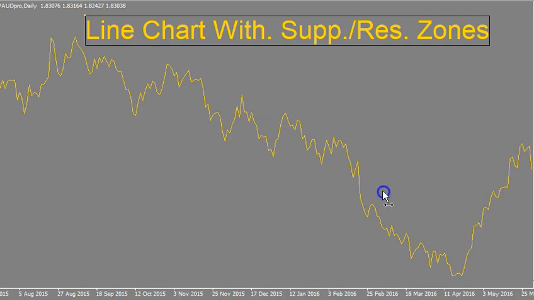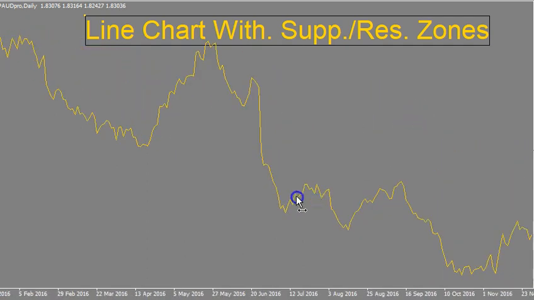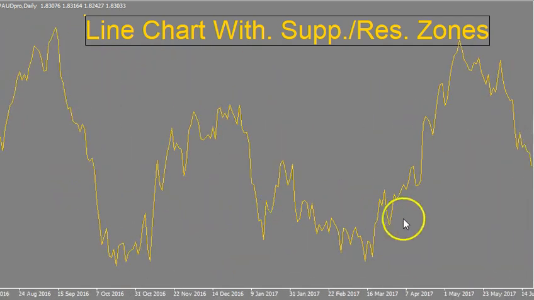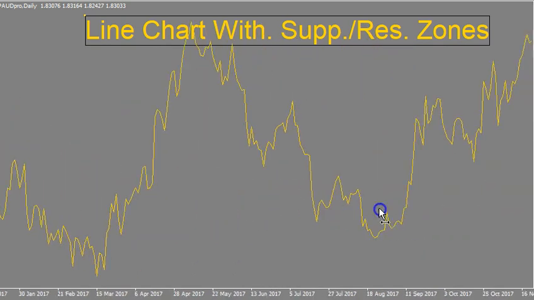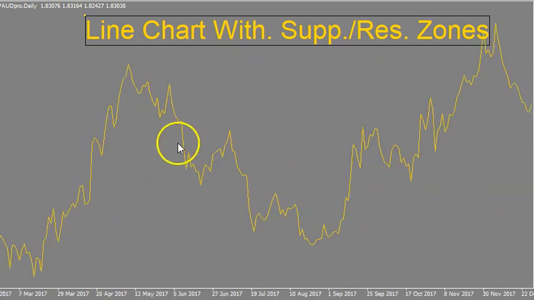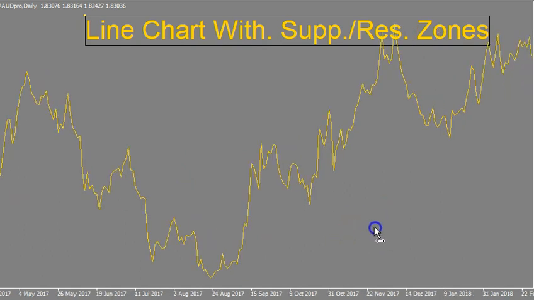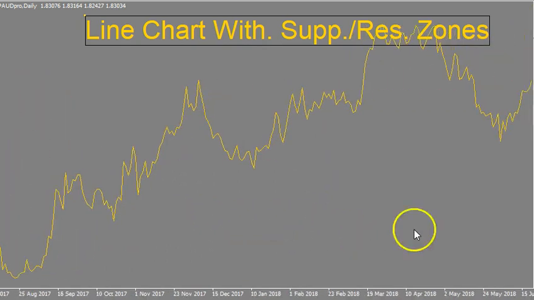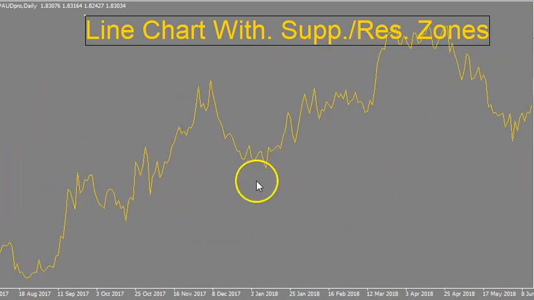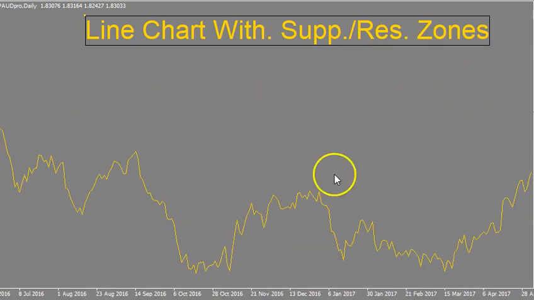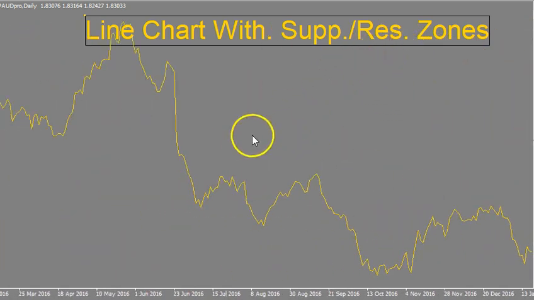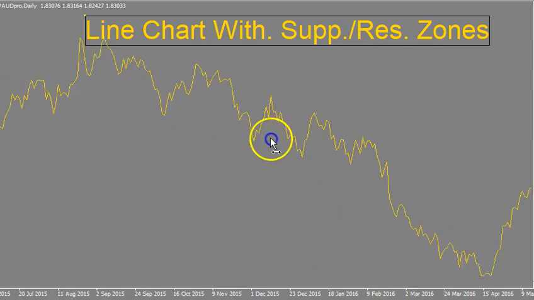So I'm just going to scroll. You can see it's pretty easy to see, right? Pretty easy to see. And there's no noise in the chart. It's just a plain line that shows you the close of each candle. The close of each candle, okay? And this is what you want to do, okay? Support and resistance.